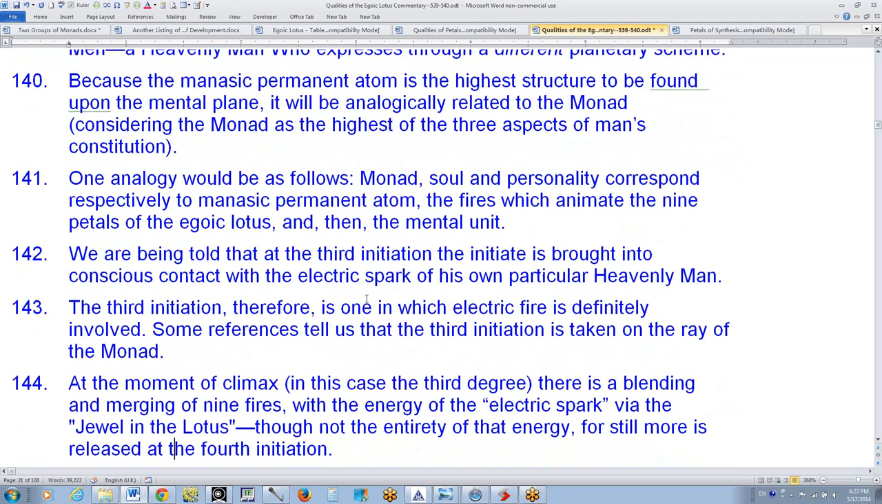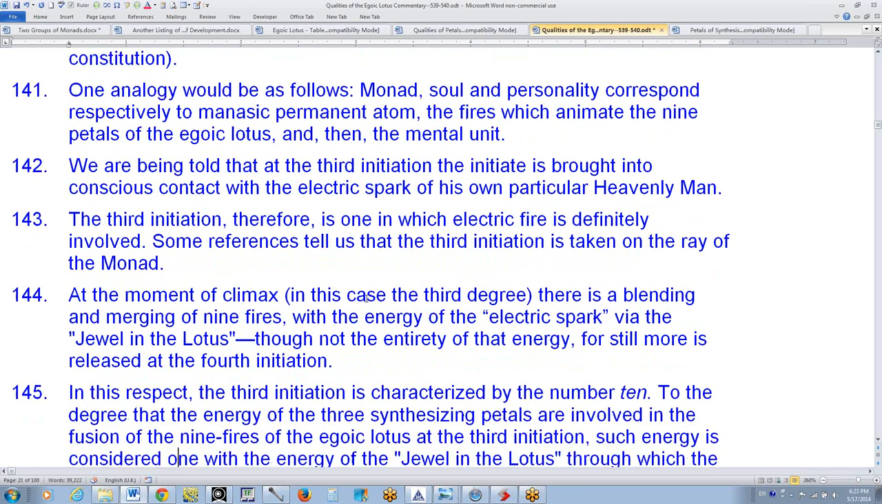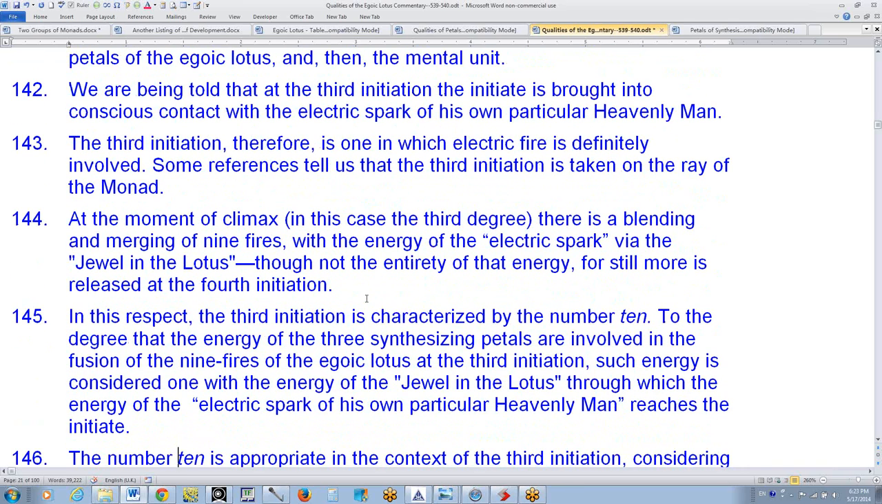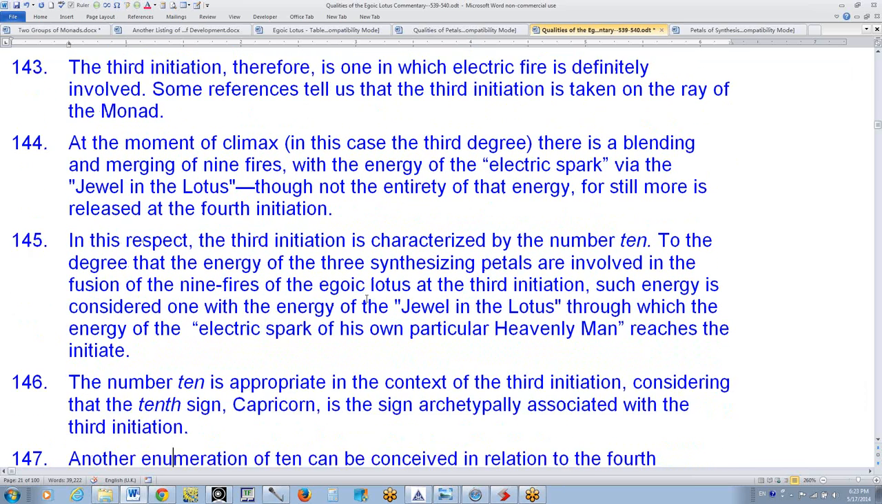We're being told that at the third initiation, the initiate is brought into conscious contact with the electric spark of his own particular heavenly man. The third initiation, therefore, is one in which electric fire is definitely involved, and some references tell us that the third initiation is taken on the ray of the monad, even. So at the moment of climax, in the case of the 3rd degree, there is a blending and merging of 9 fires with the energy of the electric spark via the jewel in the lotus, though not the entirety of that energy, for still more is released at the 4th initiation.